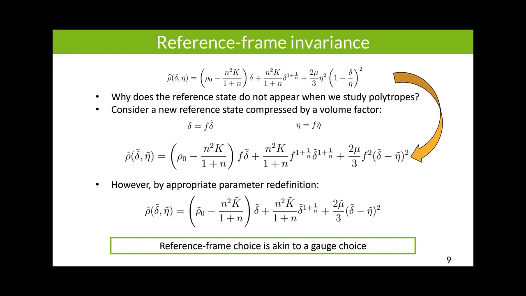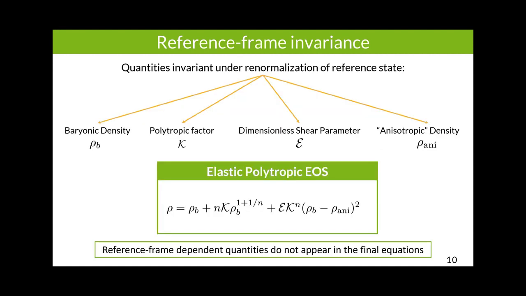But now what you can see is that you can incorporate this factor f in some definitions of new parameters in such a way that the energy density, so your equation of state, takes exactly the same form as this one here above, but just with some new parameters. You can do a mapping between these parameters and this one in such a way that this looks exactly like this. So what it means is that choosing the reference frame is akin to a gauge choice. It really does not matter which reference you choose because there is this invariance property when you scale the quantities.